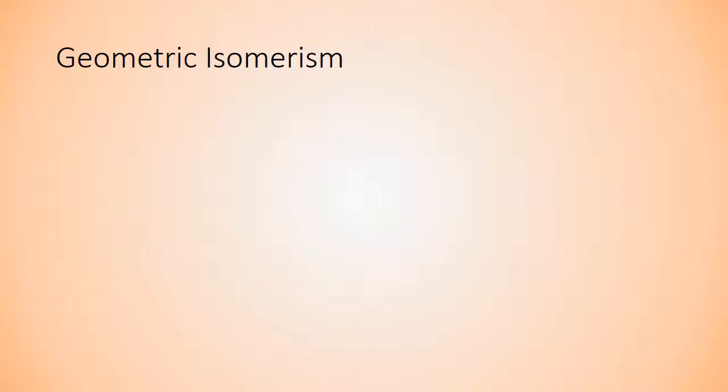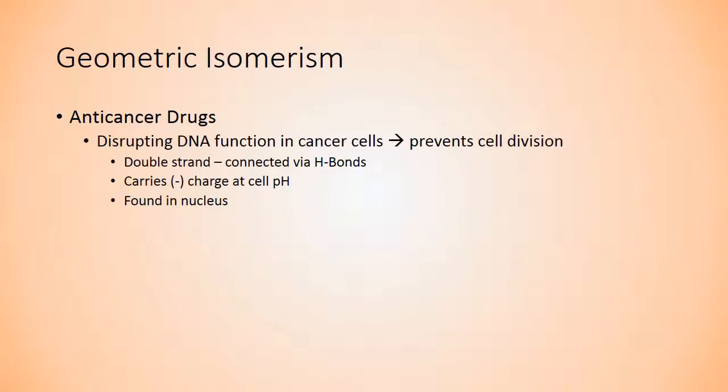Looking first at geometric isomerism. Geometric isomers tend to be used in anti-cancer drugs. What these drugs do is they disrupt the DNA function in cancer cells. So to backtrack, cancer cells are cells within the body that have gone awry. Our cells have a set number of times in which they can divide, they have a set shape, and so on and so forth. And eventually those cells are going to die because they've replicated enough.